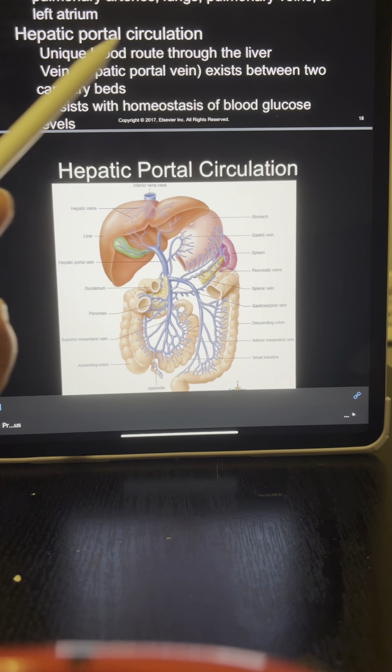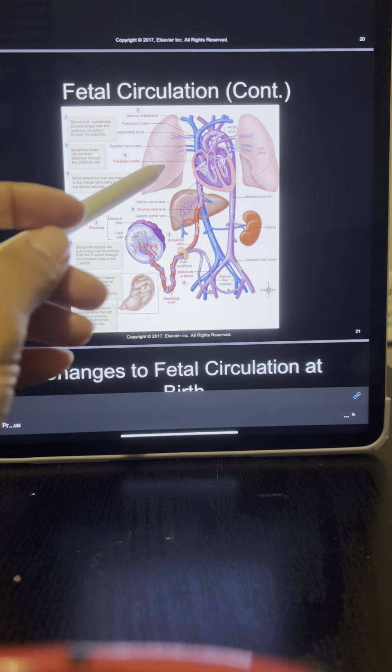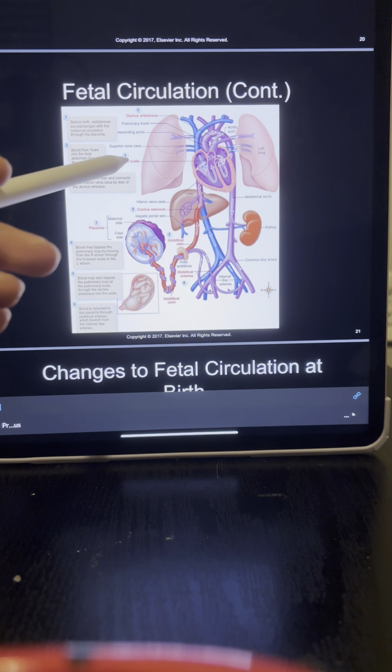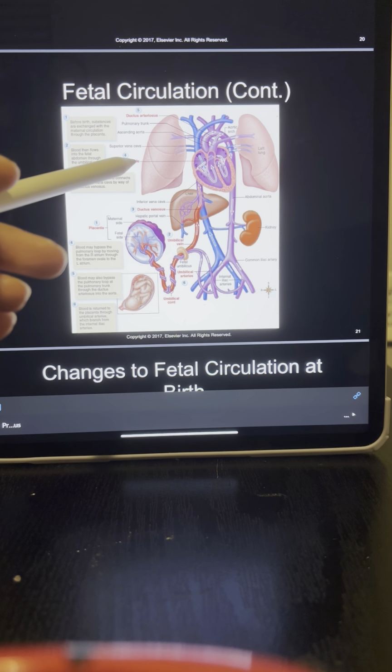Fetal circulation refers to circulation before birth. Modifications required for... Okay, so this is us. This is our... No, no, no. Okay. Sorry, y'all.